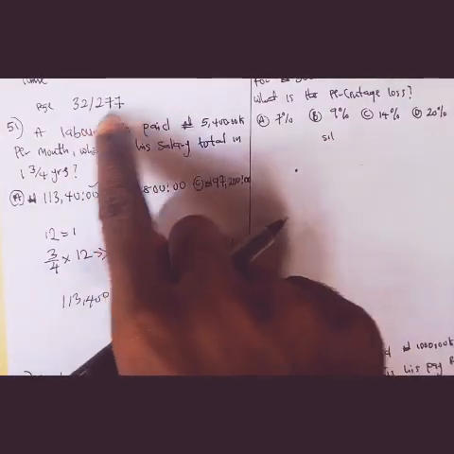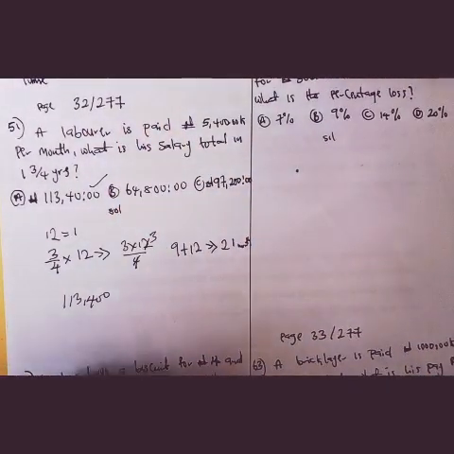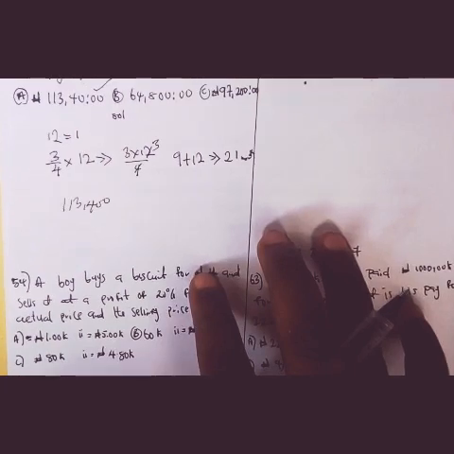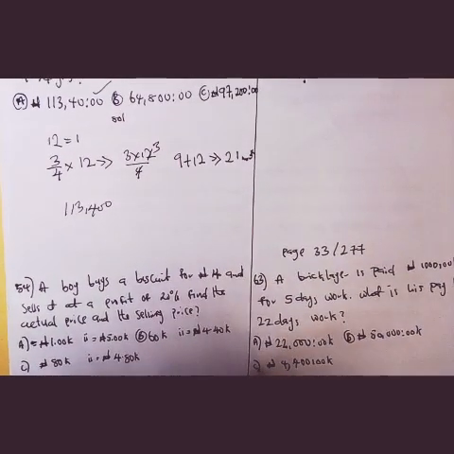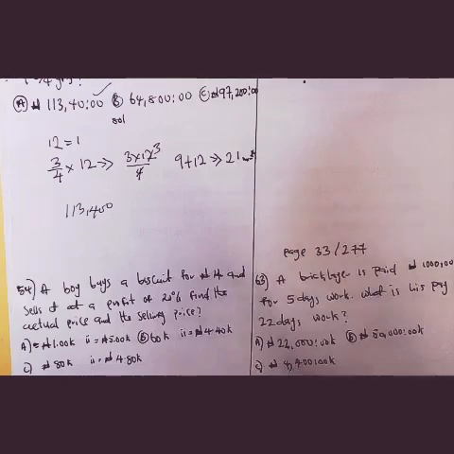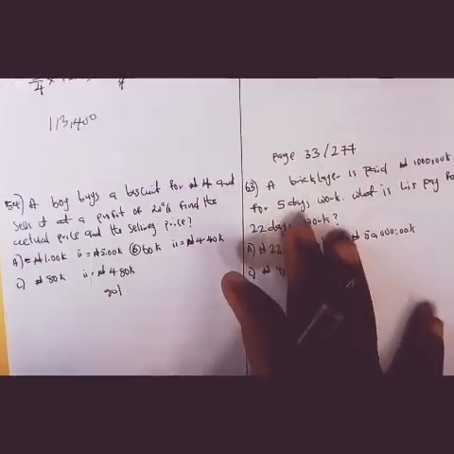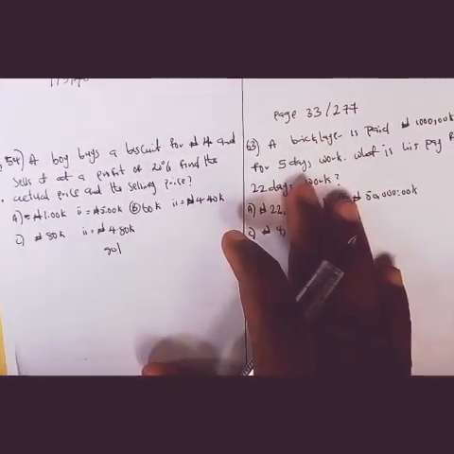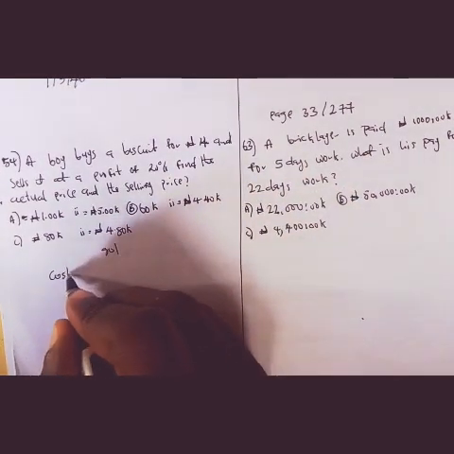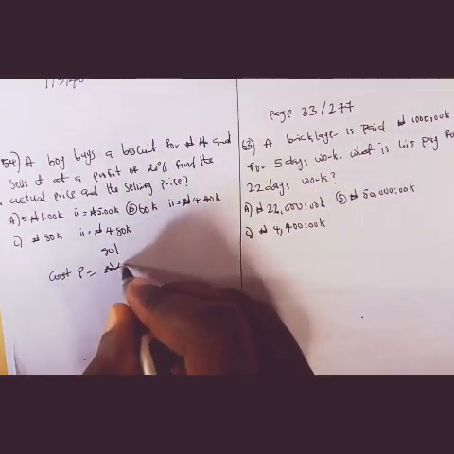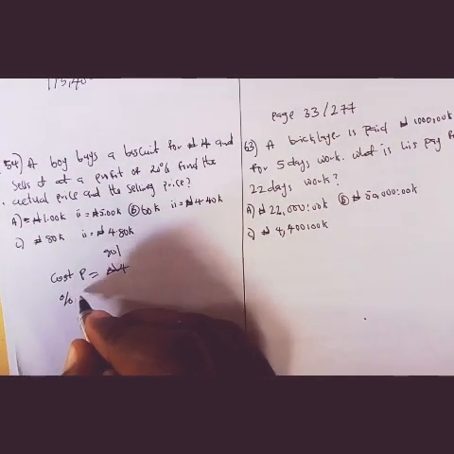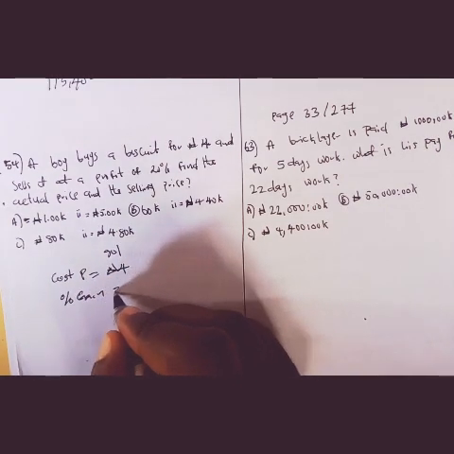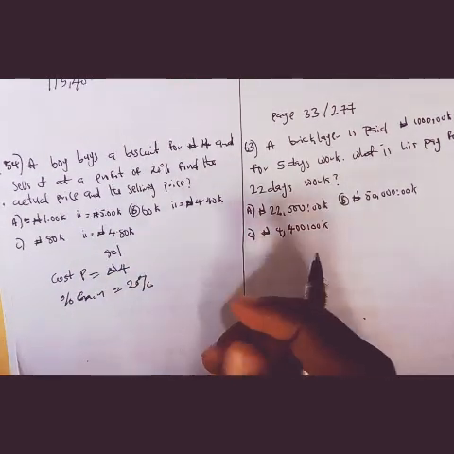Now still on page 32 of 277, we're tackling question number 54. And question 54 says a boy buys a biscuit for 4 naira and sells it at a profit of 20%. Find the actual price and the selling price. Okay, now in this question, let me have my solution. The guy bought the biscuit for 4 naira, so the cost price is 4 naira, and he sells it and made a profit of 20%. So percentage gain or percentage profit is 20%.